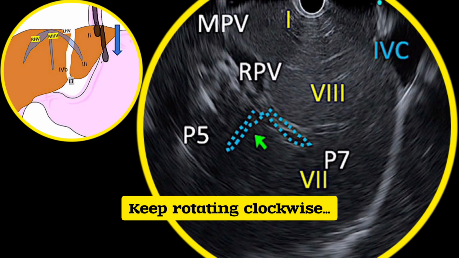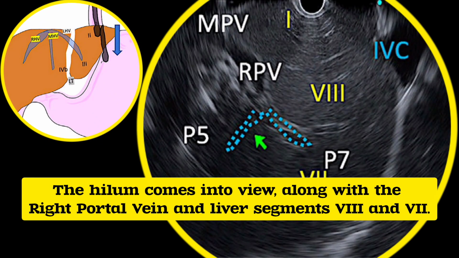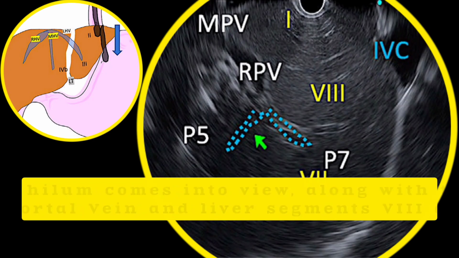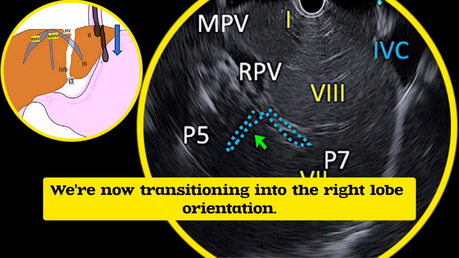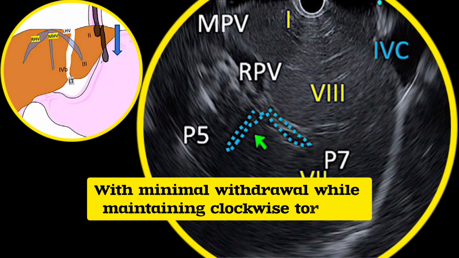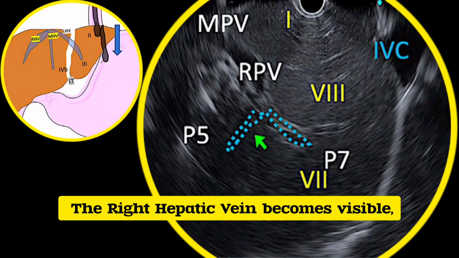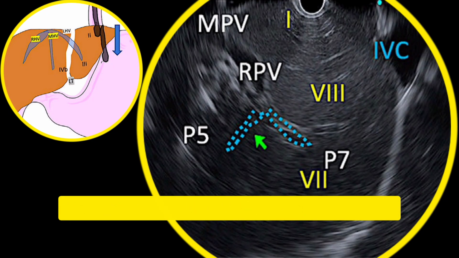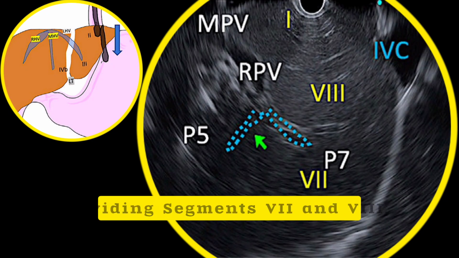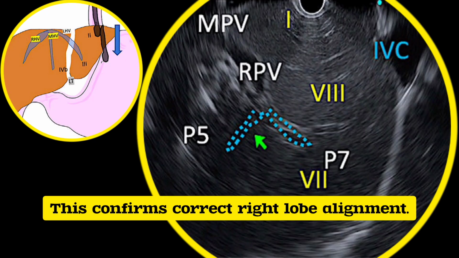Keep rotating clockwise. The hilum comes into view, along with the right portal vein and liver segments 8 and 7. We're now transitioning into the right lobe orientation, with minimal withdrawal while maintaining clockwise torque. The right hepatic vein becomes visible, dividing segments 7 and 8. This confirms correct right lobe alignment.